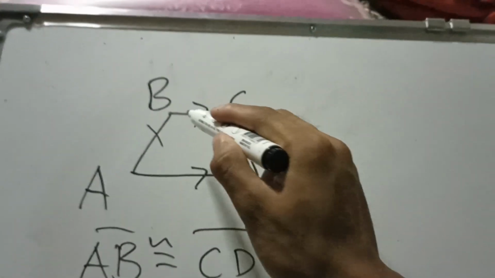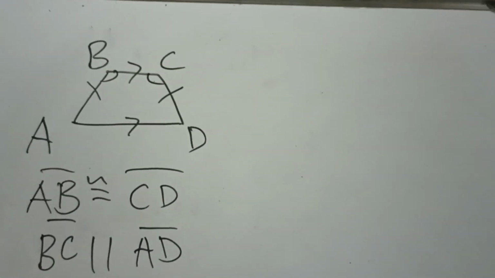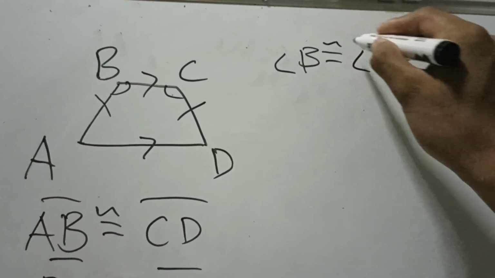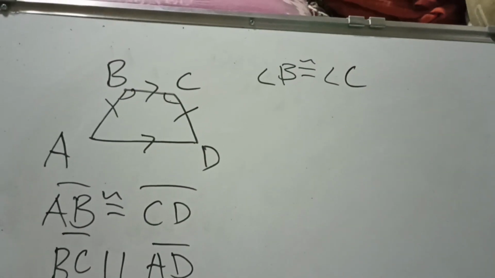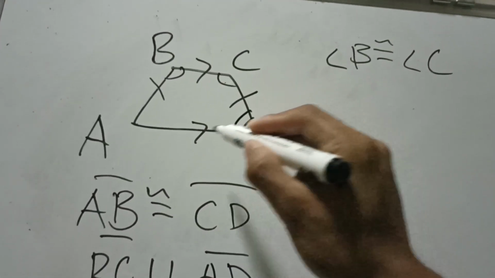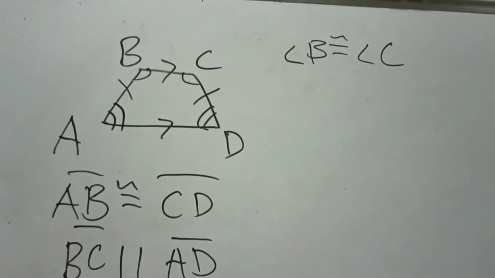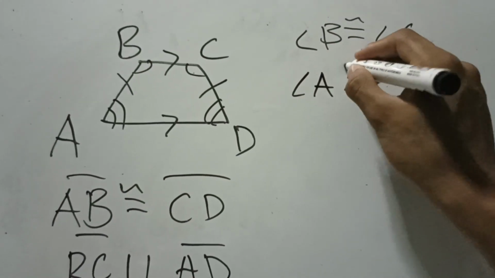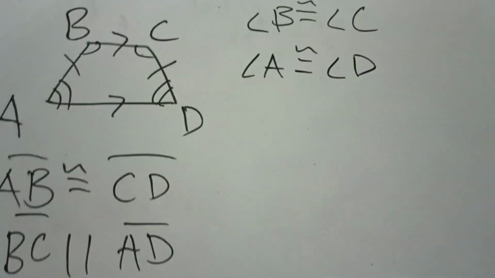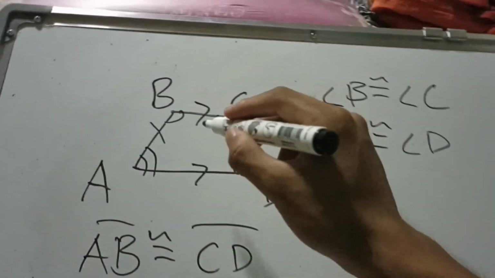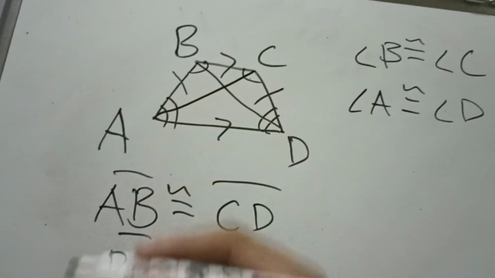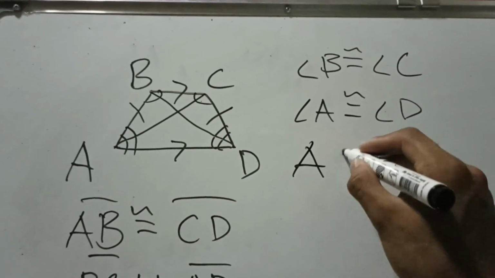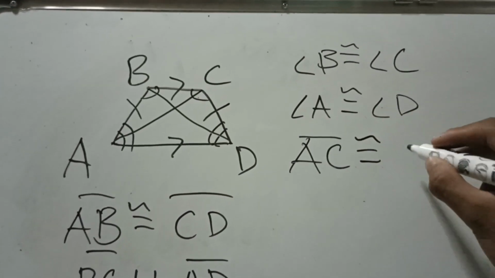Next, the top angles are congruent. That means that angle B is congruent to angle C. Next, the bottom angles of the bases are congruent. That means angle A is congruent to angle D. Now let us focus on the diagonals. The diagonals are congruent. That means line AC is congruent to line BD.